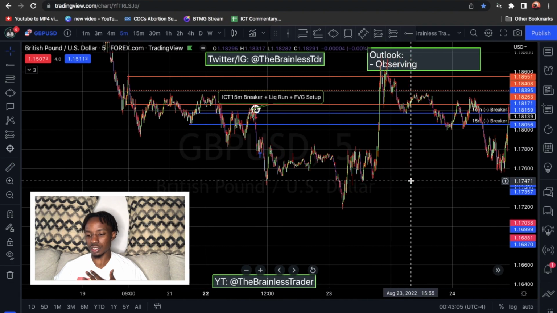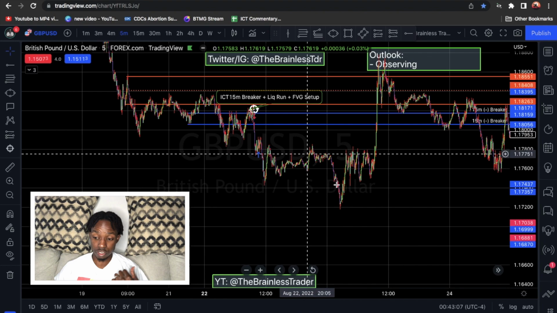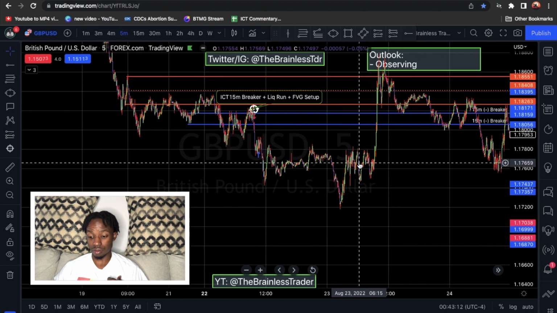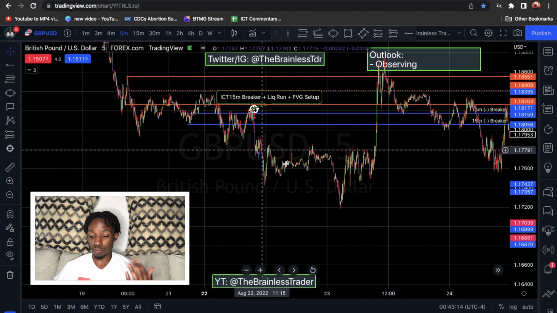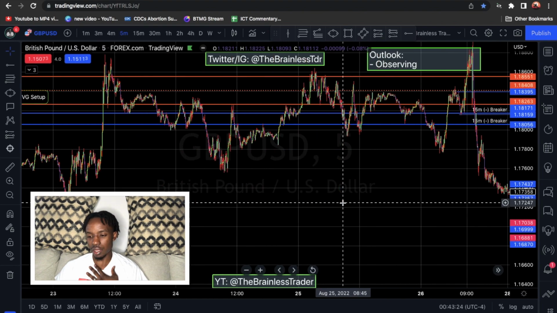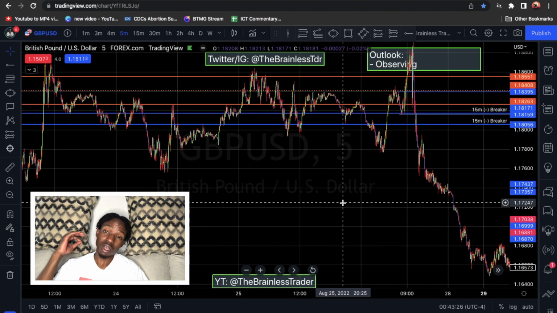So the moral of the story is, I could have left that in, but you see what happens. Price ends up running out that liquidity the next day, exactly the next day. So you would have wanted to take profit there. So boom, that's the ICT 15-minute breaker, liquidity run, and fair value gap. Although it was a small fair value gap, it was pretty good. Now, I want to give y'all a couple more. So boom, let's get into another great setup that you can take this fall.